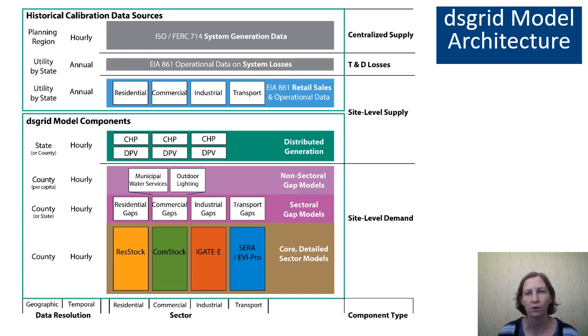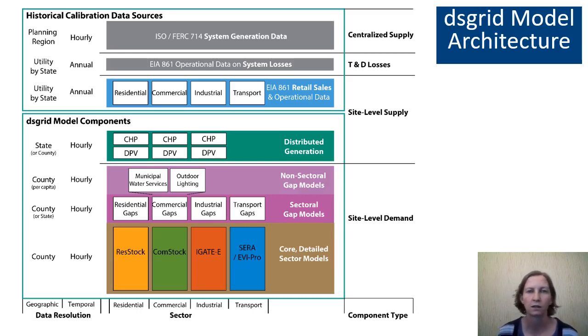But those models don't cover all of the electrical load, and so we needed to fill in some gaps. At that time, there were some aspects of the residential building stock that weren't represented in Restock. So we have a coarser resolution description of those buildings. Same for commercial and industrial, and even transportation.